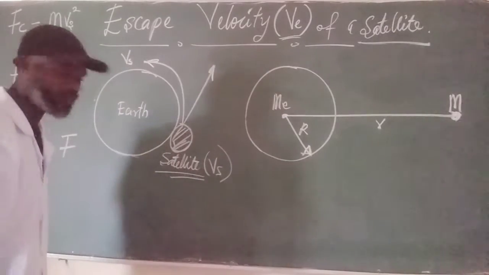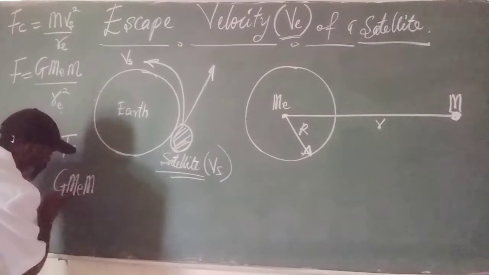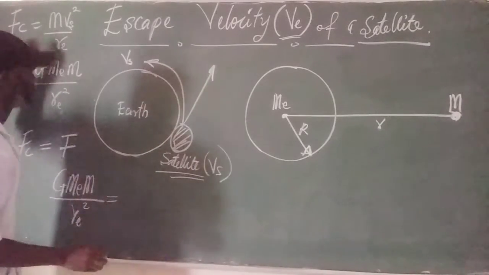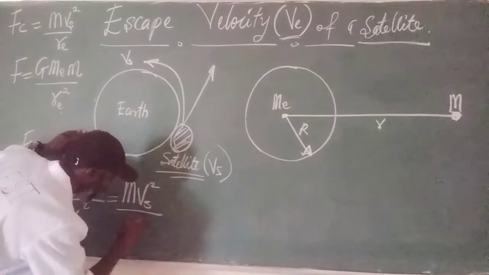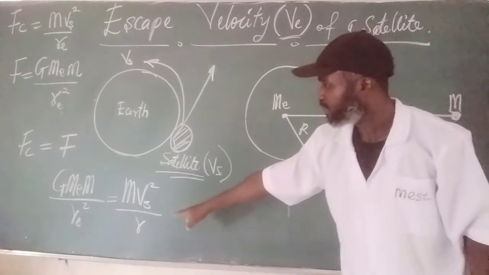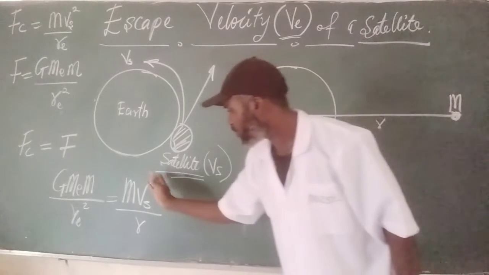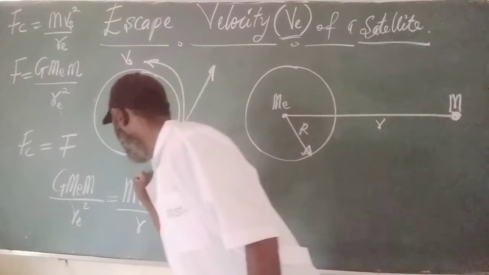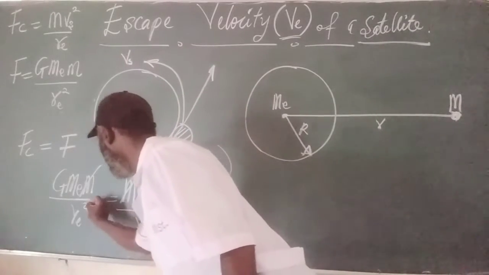Now we substitute. By the time we substitute, we have G Me m over Re squared is equal to the centripetal force m v squared over R. And look at that, very simple. If we have this, what we need to do is to cancel out. This m will take care of this m, m goes against m, good, and then this R will lower this.